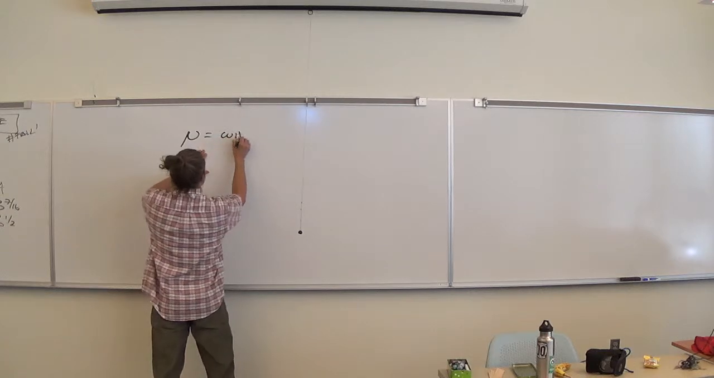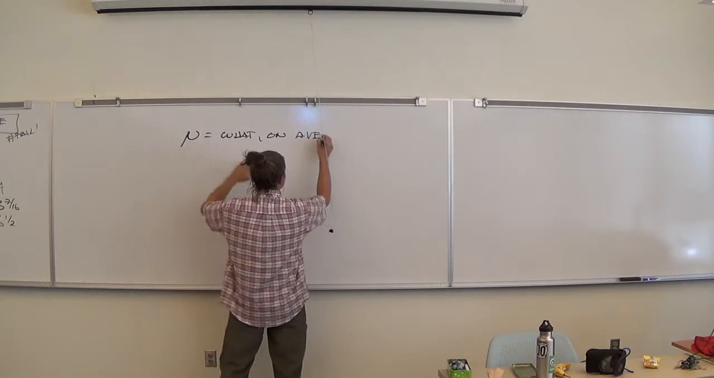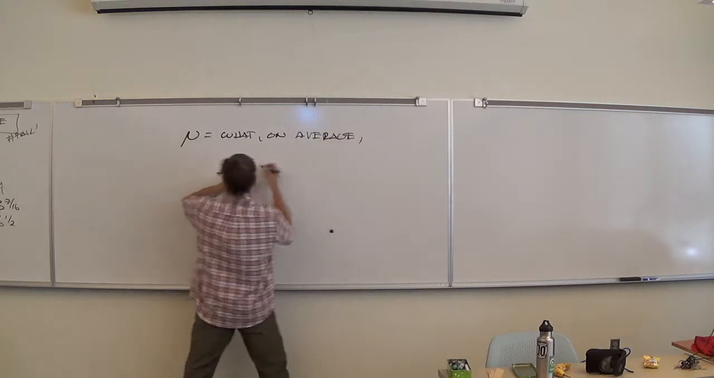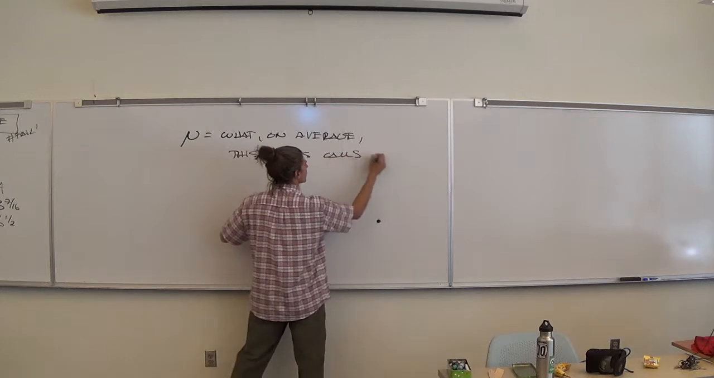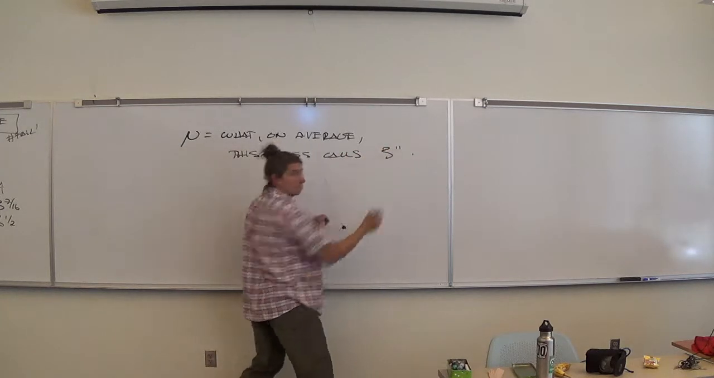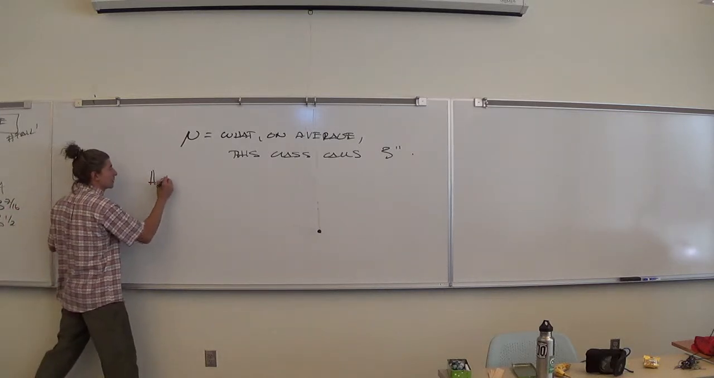It's what on average, and you don't have to say that because it's right here. But it's what on average this class calls 3 inches. That's what the definition of the variable is. It's your data. We're going to be testing your data against the absolute value that the rulers gave us. Good. Cool. Now your hypotheses is what we're actually going to be testing.